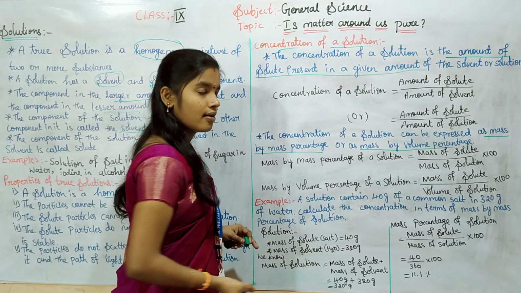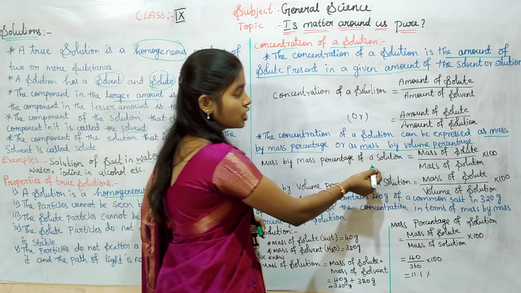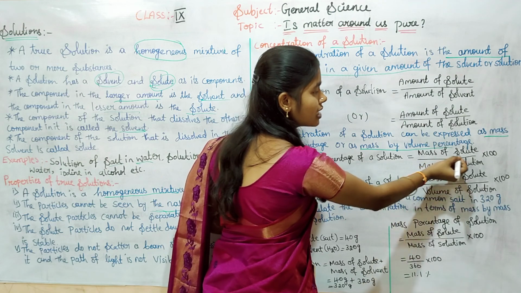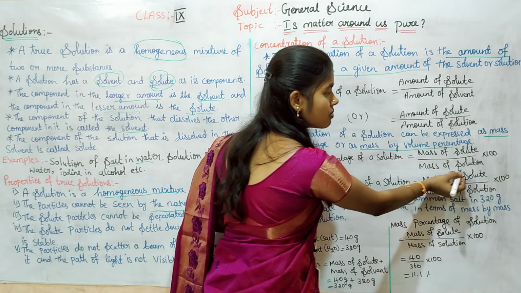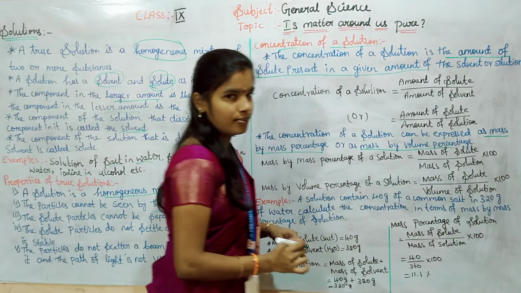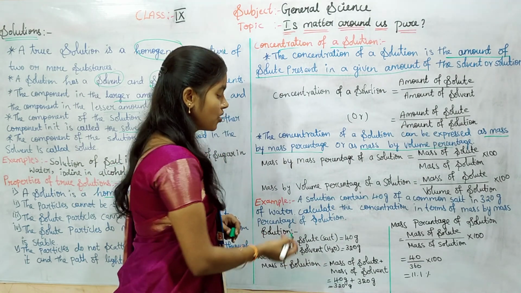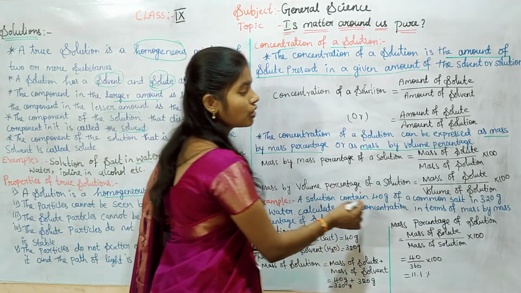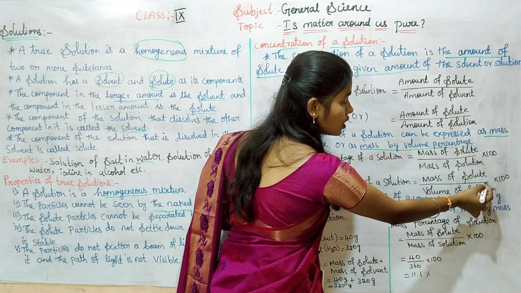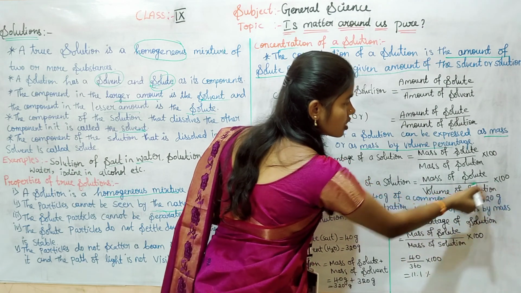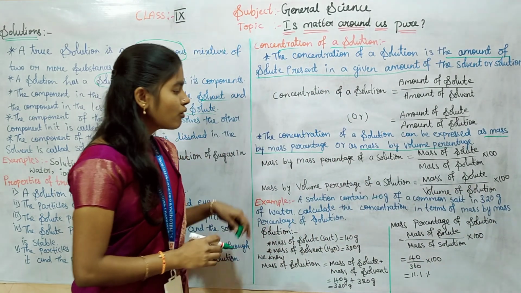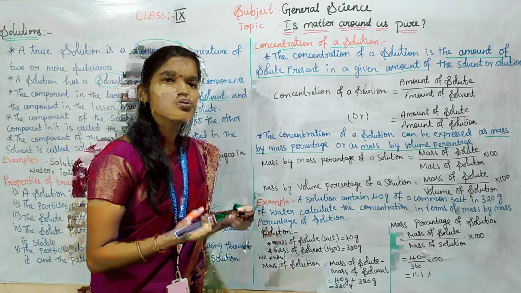So you see your formula. Mass by mass percentage of a solution is the mass of solute divided by the mass of solution, into 100. And mass by volume percentage of a solution is the mass of solute divided by the volume of solution, into 100. Okay, so we'll see one example.